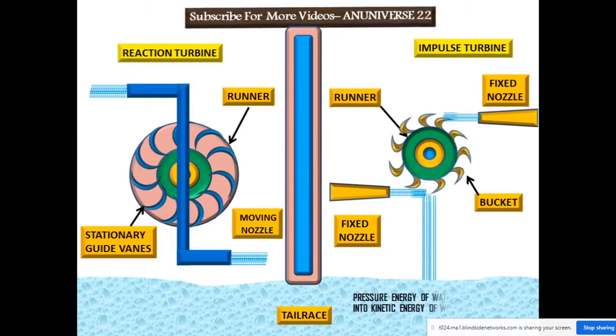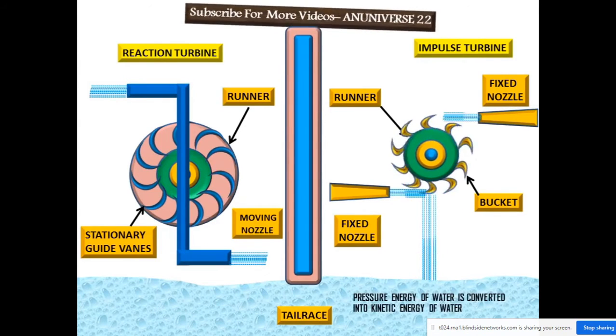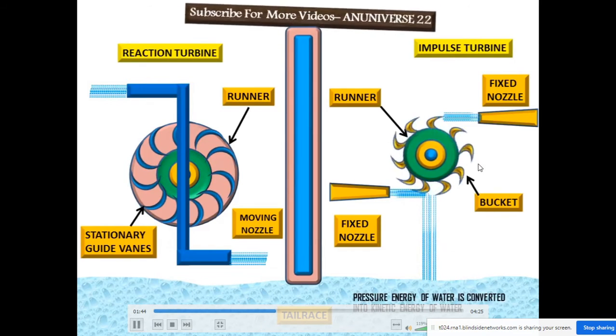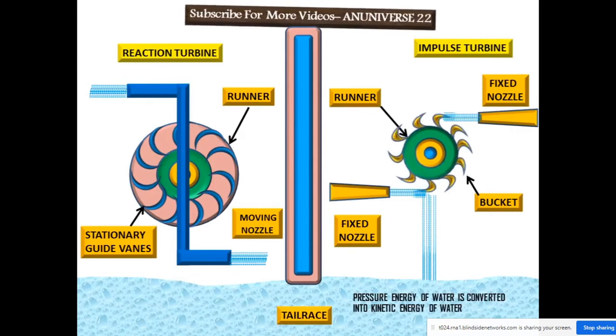So you can see the rotation of the buckets. Here, as the water jet falls on the buckets, the pressure energy of water is converted into kinetic energy. It will push the buckets in the opposite direction. Similarly, this also pushes the bucket, so that causes the rotation. And this is the shaft. To this shaft, you are connecting the alternator.